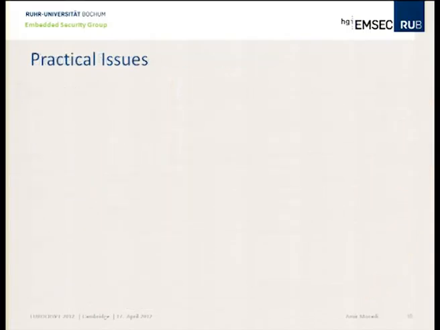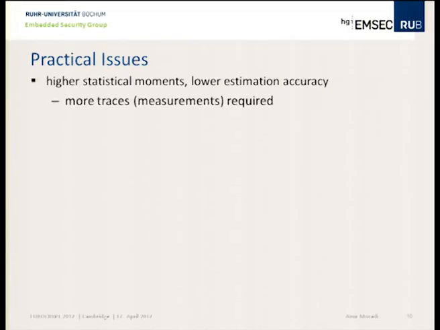But there are some practical issues performing these kinds of attacks. First of all, when we go for higher statistical moments, we usually need many more traces, or let's say many more samples, to accurately estimate the statistical moments. And according to my experience, I would say that checking more than the third statistical moment may not make that much sense. This is one point: if we want to look at the higher statistical moments, we may need many more traces than the other schemes.